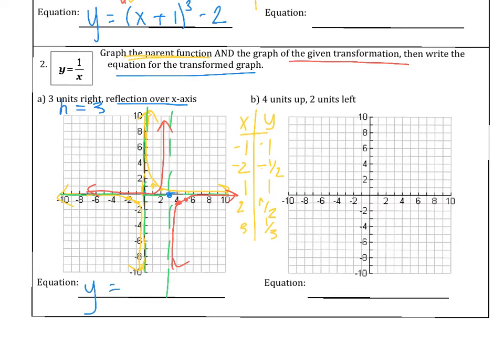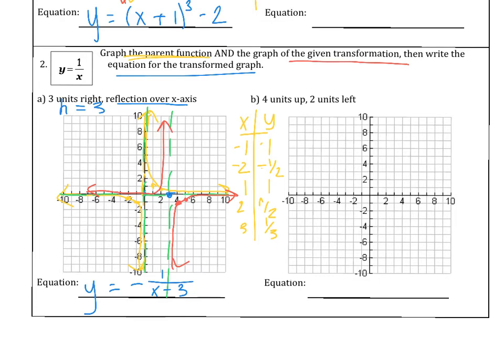So that means instead of regular 1 over x, I'm going to have negative. That's the reflection over the x-axis. And then 1 over x minus h, and our value of h was 3. So this shift right of 3 is seen right here in the x minus 3, and the reflection over the x-axis is determined here by this negative out front.